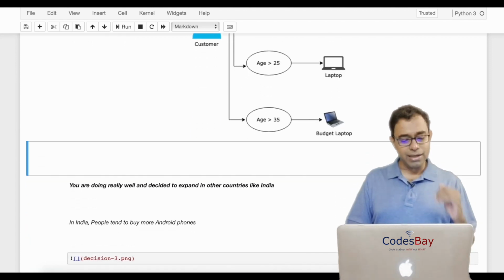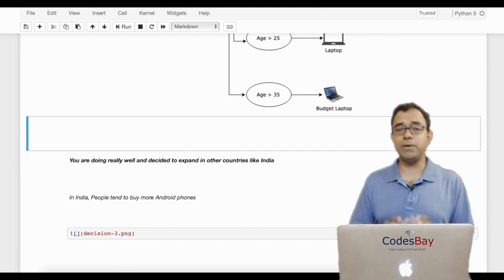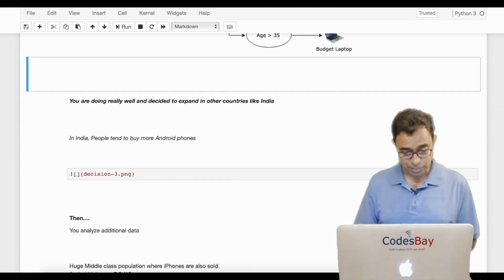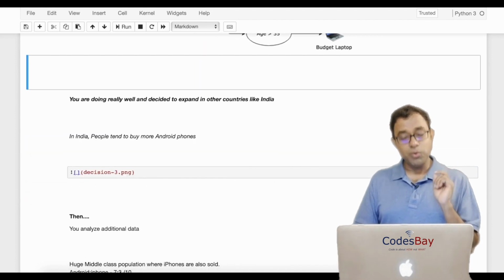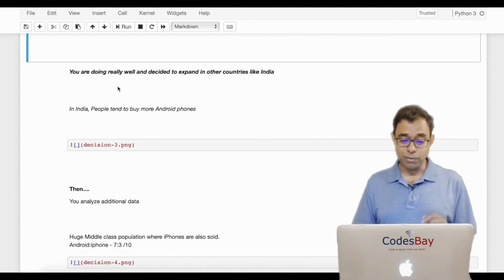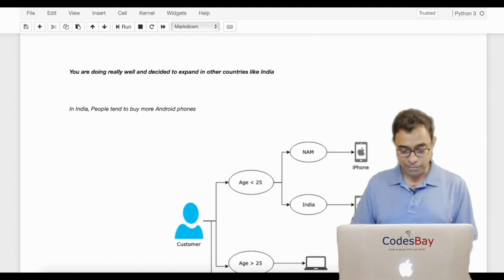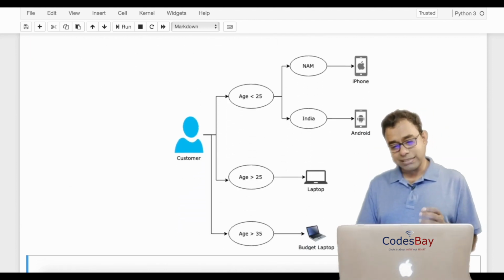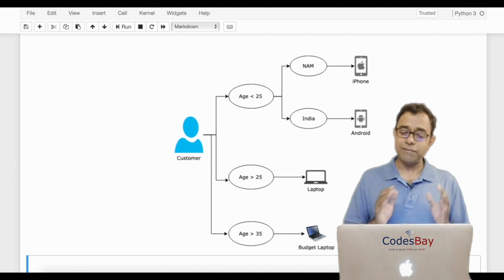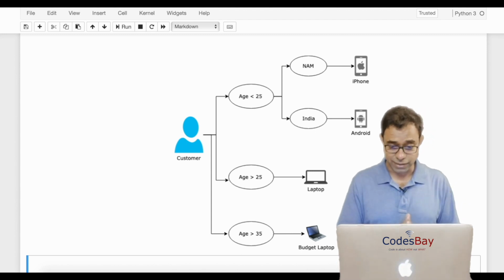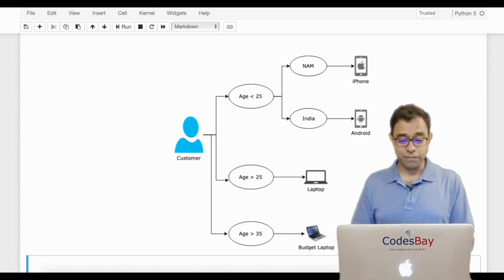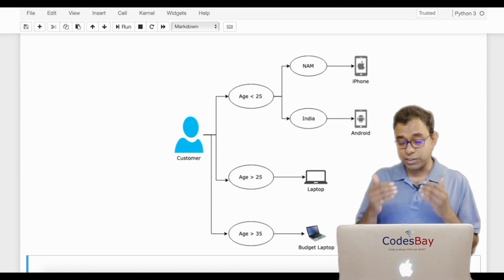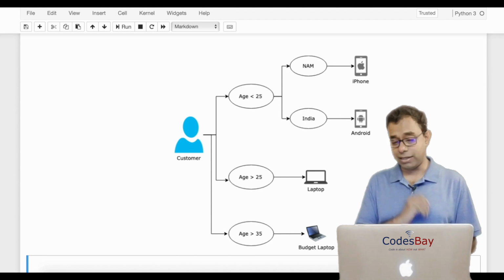Now you are doing really well and you decide to expand to other countries, like India, for example. In India, people tend to buy more Android phones than iPhones. Of course, then you need to change your recommendation system. You add some conditions stating that if the younger generation is there, less than 25, and it is the North American market or world market, I'll recommend iPhone. If the geographical location is India, I'll recommend Android.